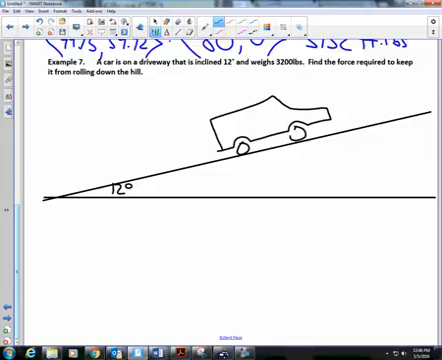Now let's think about weight. Is weight something that we measure at an angle to the ground, or is it perpendicular to the ground? Perpendicular to the ground, right? So it's not perpendicular to the incline, it's perpendicular to the horizontal. Does everybody agree? So the force imposed by this vehicle is going to be represented by that vector, which is 3,200.